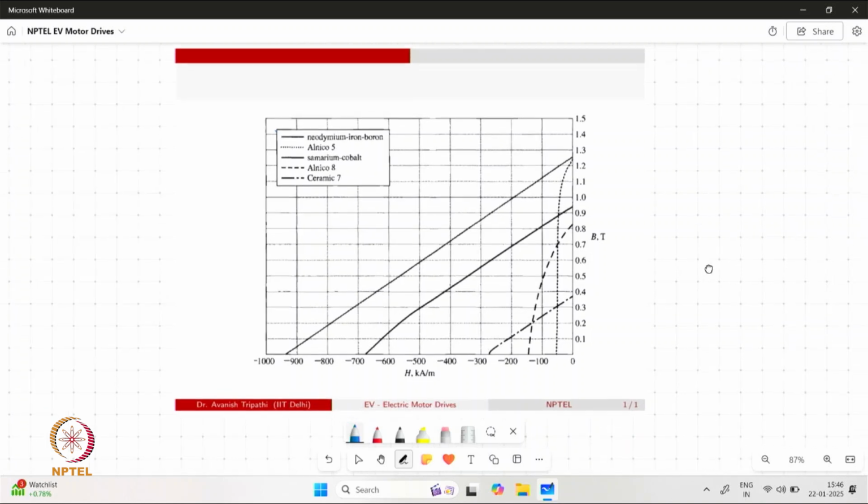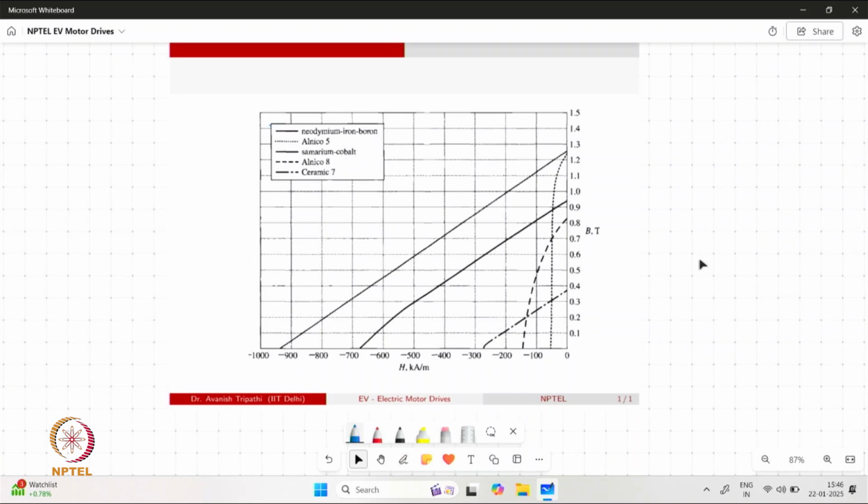Different types of magnets are provided over here, and the BH curve is also given. For example, if we take Alnico 5, which is this graph, it has a pretty high value of remnant magnetic field. However, the problem is that the Hc corresponding to this particular magnet is very, very small, which means that this magnet can be demagnetized very, very easily.